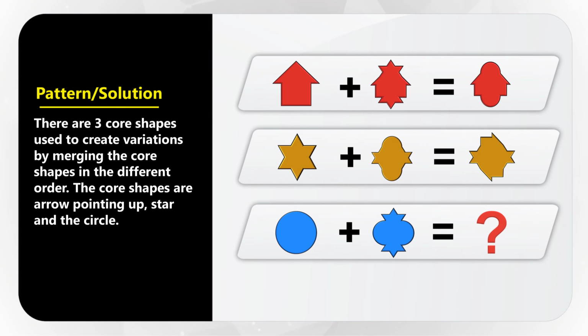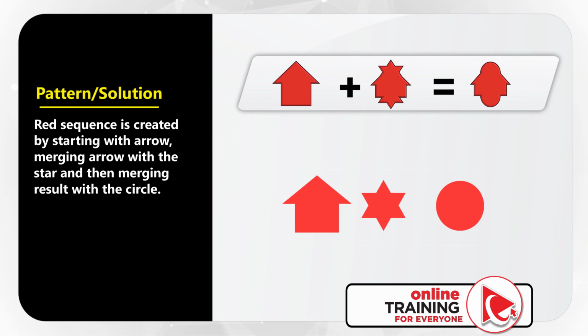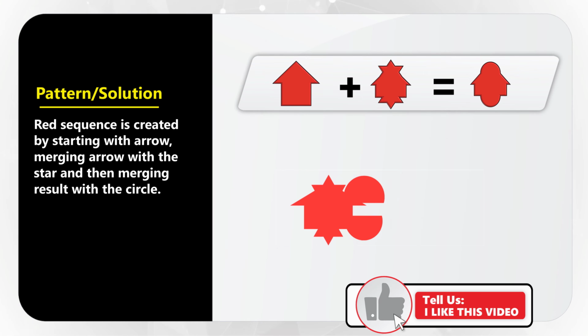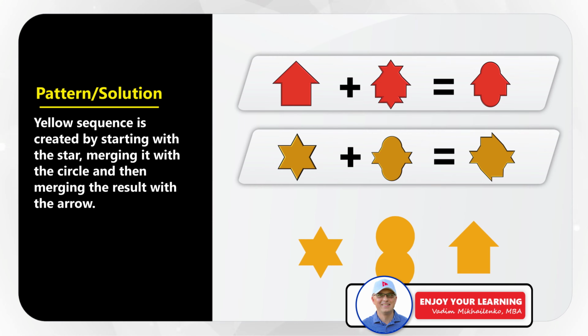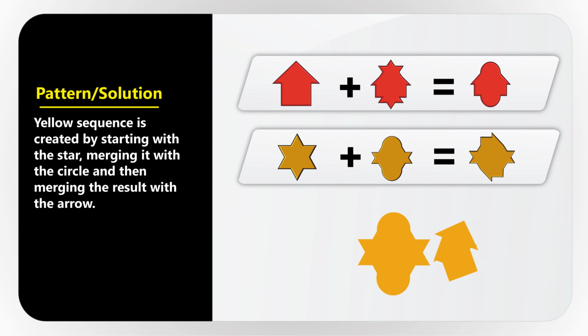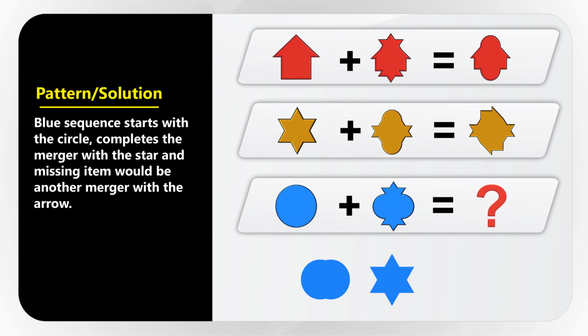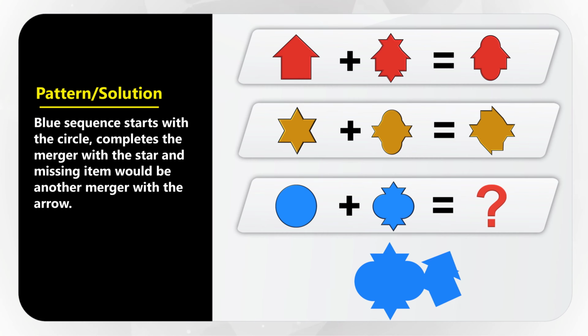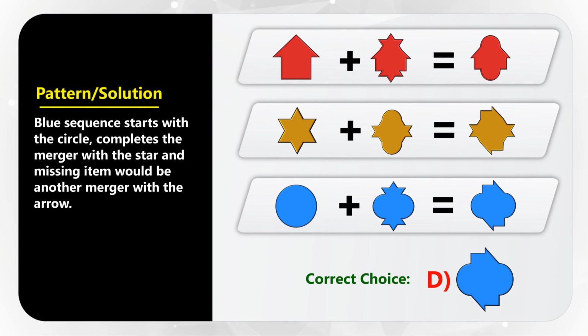Let me demonstrate by starting with the red sequence. Red sequence is created by starting with arrow, merging arrow with the star, and then merging the result with the circle. Yellow expression is created by starting with the star, merging it with the circle, and then merging the result with the arrow. And last but not least, blue sequence starts with the circle, completes the merger with the star, and then the missing item can be created by doing another merger with the arrow. As you might have noticed, the objects here are presented as expressions instead of being a sequence. There's no other reason to do it than just to confuse you.